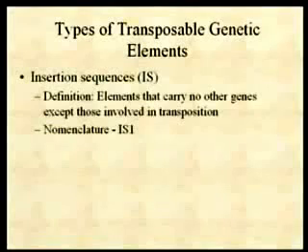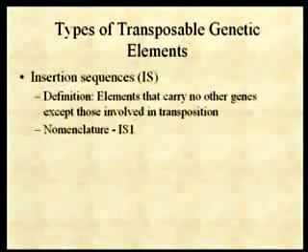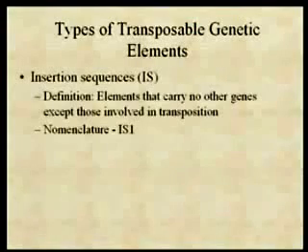And you'll see them as far as the nomenclature. They're all going to be called IS followed by some number. And I don't even know what we're up to now. It's IS 20 or 30. There's a number of these things that have been described, okay? So the number just refers to which one they're talking about.